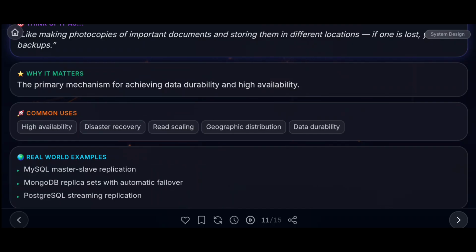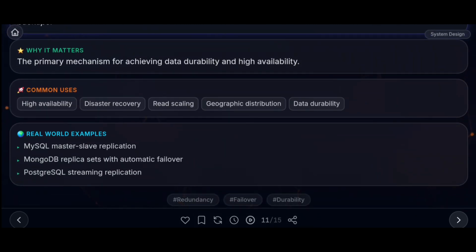Some common uses are high availability, disaster recovery, read scaling, geographic distribution, and data durability. Real-world examples are MySQL master-slave replication, MongoDB replica sets with automatic failover, PostgreSQL streaming replication.